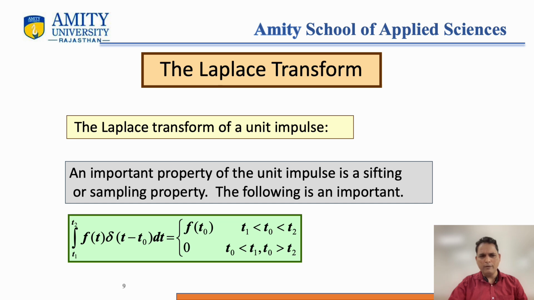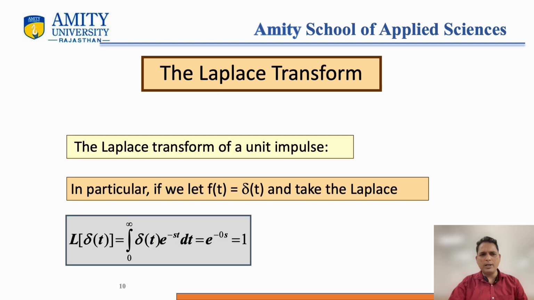This is the time domain where the function's value is f(t0), and at the rest of the places, that means where t is greater than t0 or t is less than t0, the value of the function is 0. Now we find the Laplace transformation of the unit impulse function. The Laplace of delta(t) is the integral from 0 to infinity of delta(t) e to the power minus st f(t). While applying the limit given in the definition of the delta function, the integral's value is e to the power 0, and e to the power 0 means 1. So the Laplace transformation of the delta function is 1.